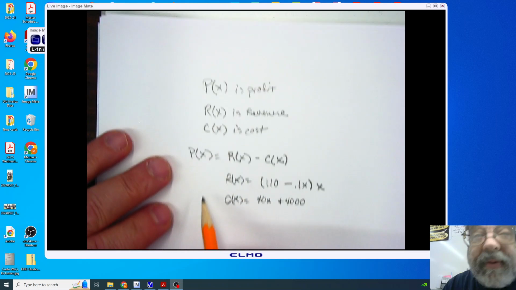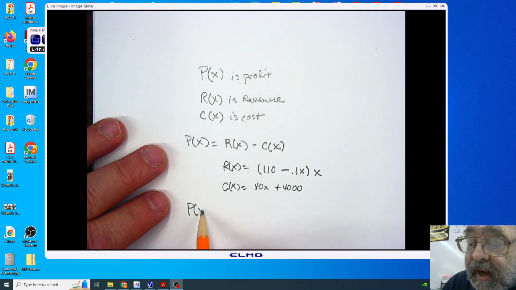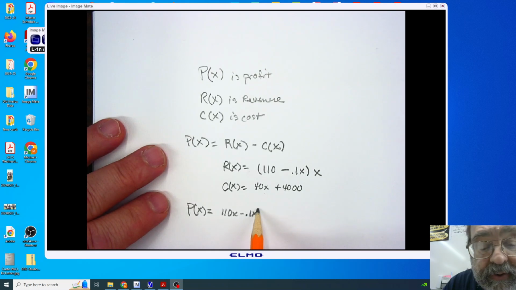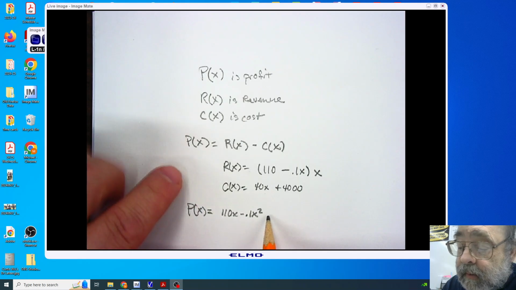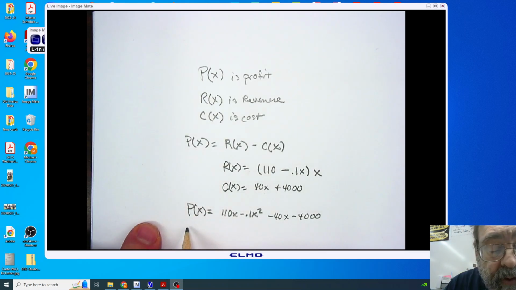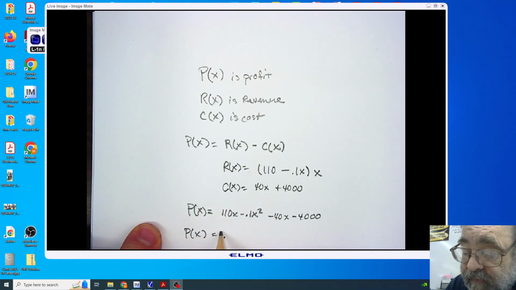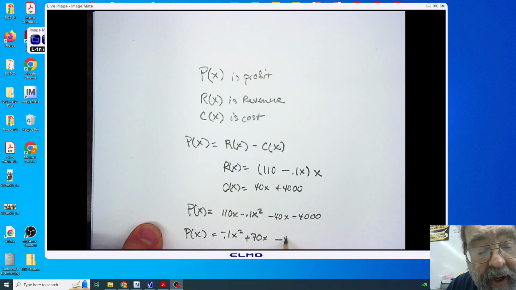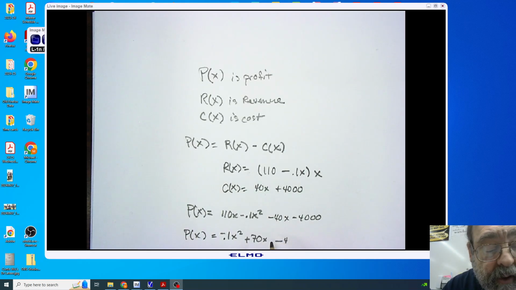We're now going to put these together into our formula so that P of X is then going to be 110x minus 0.1x squared, and then we have minus 40x minus 4,000, and let's see, that's going to give me a P of X is negative 0.1x squared, plus 70x, and I have minus 4,000.